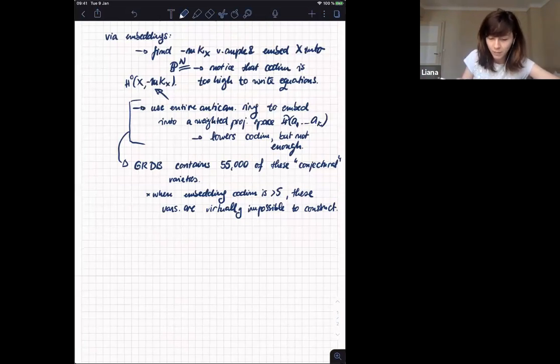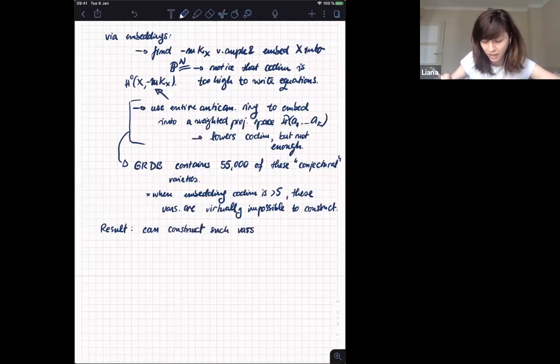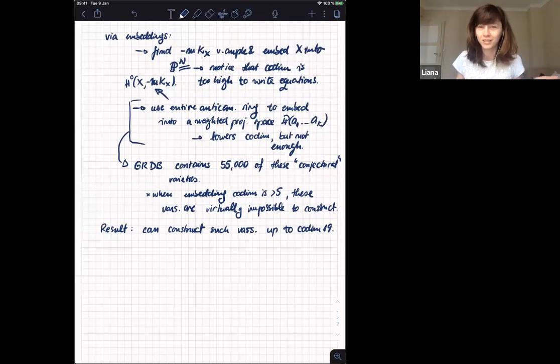Okay, so the main result of this talk is that I can construct, I'm not claiming all of them, but I can construct such varieties up to codimension 19, I think is the highest. And I'm going to underline the fact that for many years, it was thought that anything higher than codimension 5 doesn't even exist. And the entries in the database are empty, but they're not.